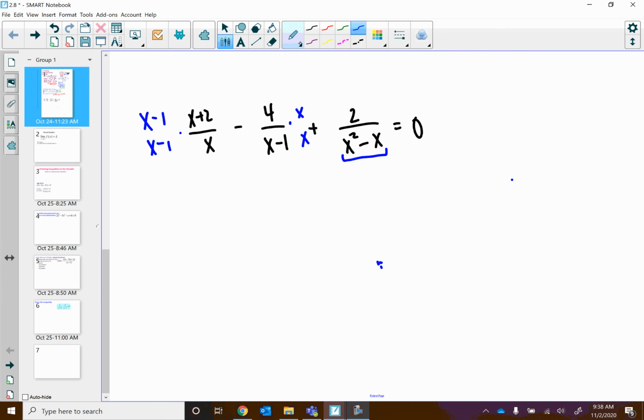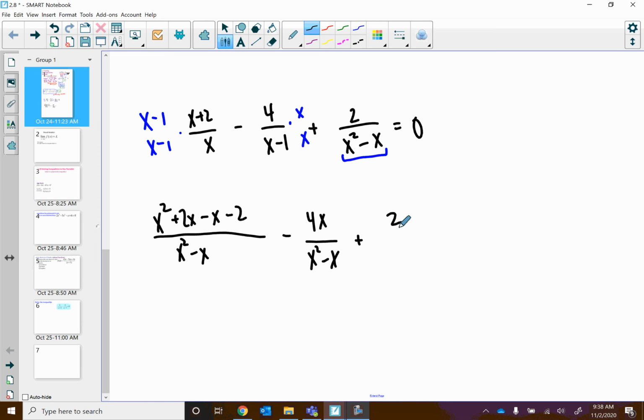So I'm going to get that common denominator. And I would write these as, I'm going to FOIL the numerator. So x squared plus 2x minus x minus 2 over x squared minus x, minus 4x over x squared minus x, plus 2 over x squared minus x is equal to 0. So notice I just multiplied these pieces here.